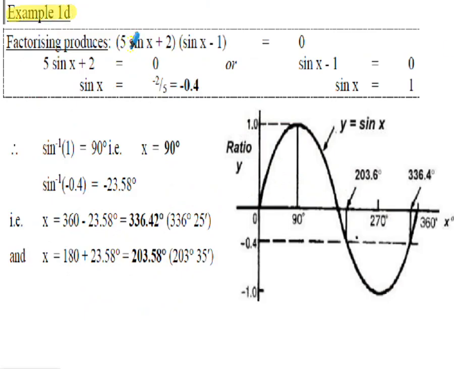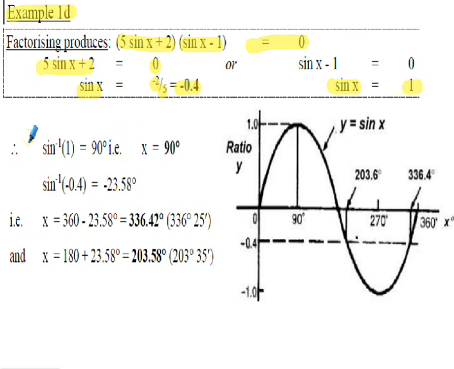Example 1d continued. I factorise this equation. If you want to use the quadratic formula, that's fine, but I'm showing factorisation here. So 5 times sine x plus 2 in a bracket multiplied by sine x minus 1 is equal to 0. Going through the solution, equate each of the brackets individually to 0. So 5 times sine x plus 2 is equal to 0. Rearranging, I get minus 2 divided by 5, which is minus 0.4. So sine x equals minus 0.4 is my first solution I'll be looking for, and then taking sine x minus 1 equals 0, that results in sine x is equal to 1.